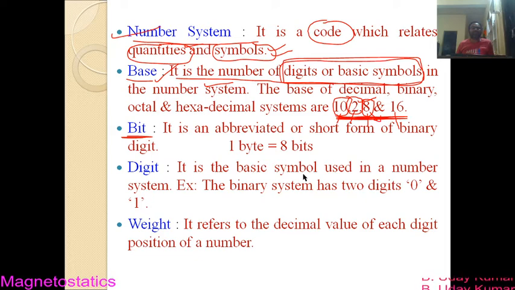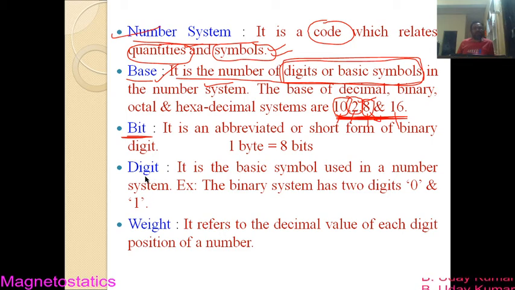Okay, so it is the basic symbol used in a number system, so we call it a digit. For example, in the binary system, you know that it has two digits, 0 and 1. This 0 and this 1 are called digits, basic symbols. In the decimal system, there are other digits too. It has an overall 10 digits, 10 basic symbols: 0, 1, 2, 3, 4, 5, 6, 7, 8 and 9, and so on. I hope this is clear.